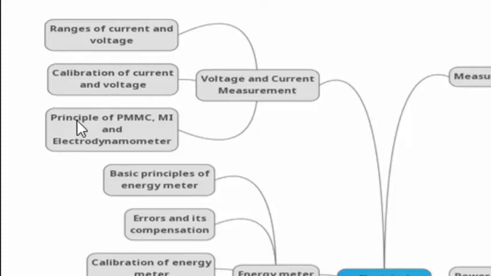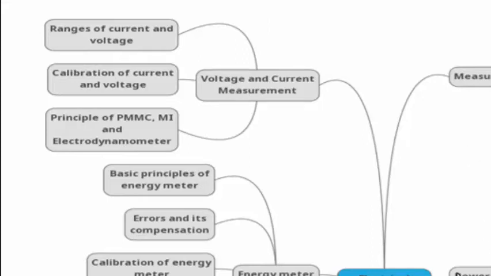The last topic will be principle of PMMC. PMMC is nothing but permanent magnet moving coil. MI is moving iron, and electrodynamometer. So these 3 are instruments. We will learn the working principle and the construction of these instruments. So these 3 subdivisions will come under unit 2, voltage and current measurement.